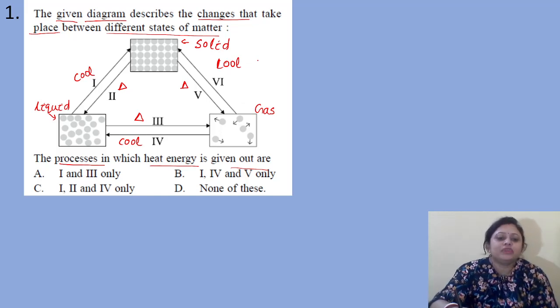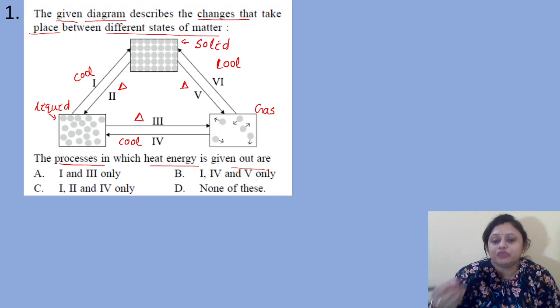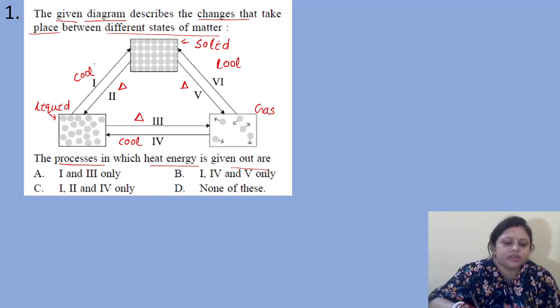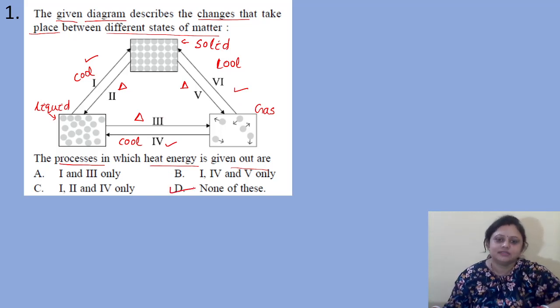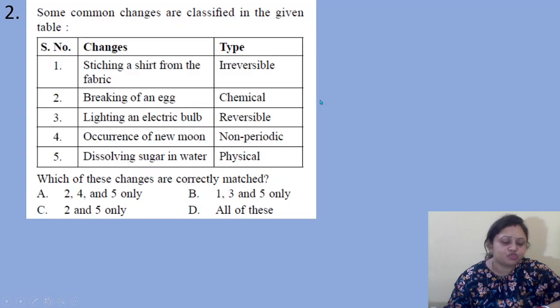Got it? So we have to find out in which process heat energy is given out. That means in which process it was cooled. So it would be 1, 4 and 6. And where is it present? It is not present anywhere. That's why the correct answer is option D. Got it? Coming to the next question.